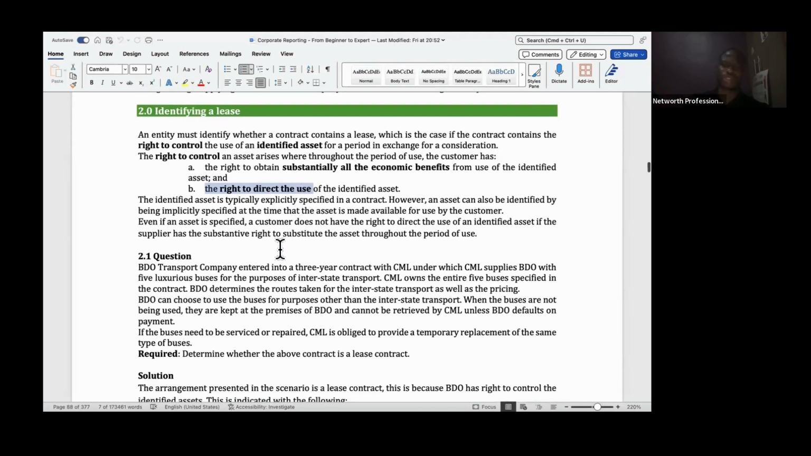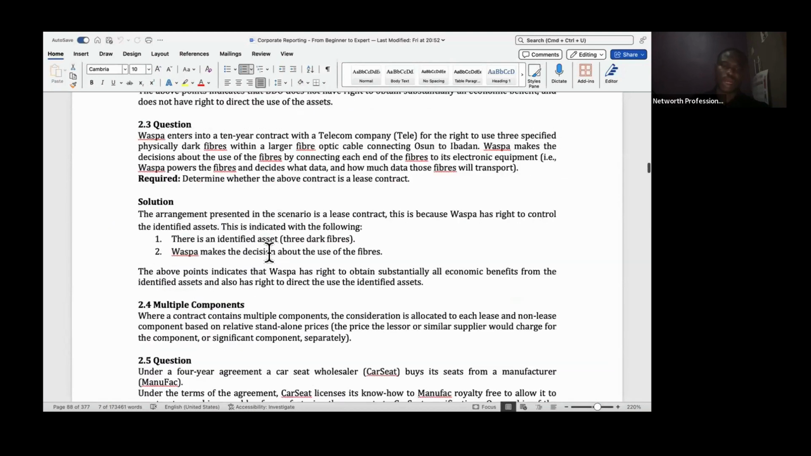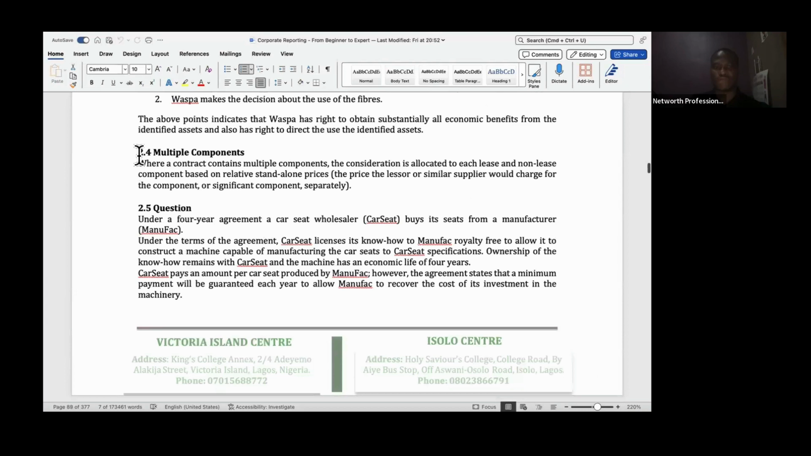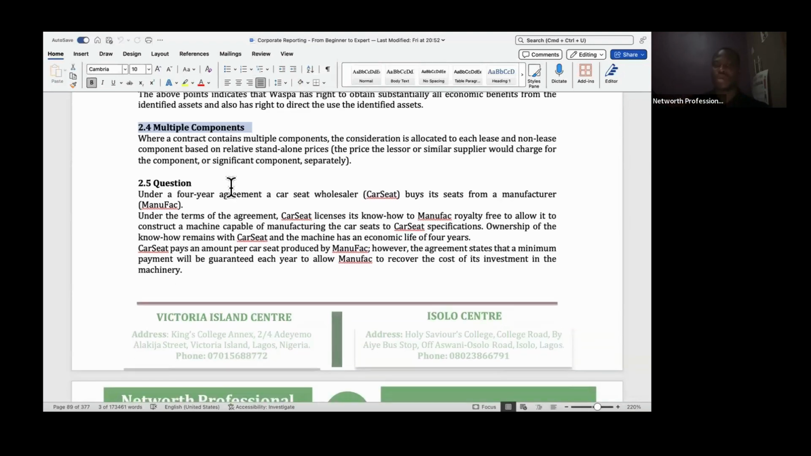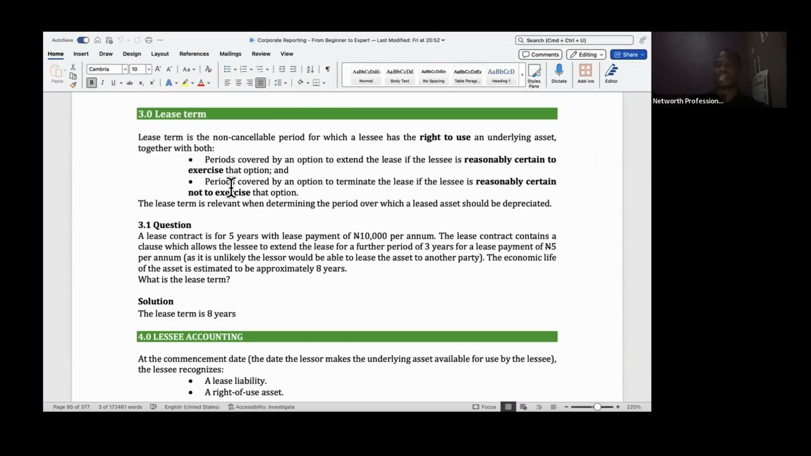Then we looked at some questions just for you to understand that very well. And we ended this part of identifying a lease with where a contract has multiple components, because a lease can just be part of a contract. So we looked at this question where it has a normal purchase transaction, and only a part of it was a lease transaction. Then we moved on to lease term.